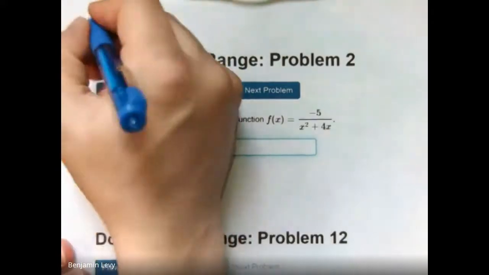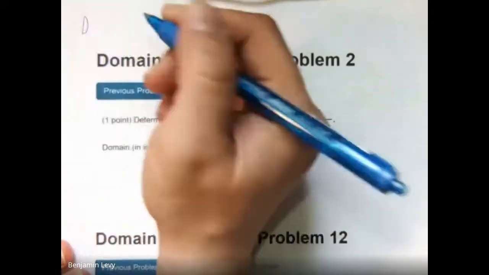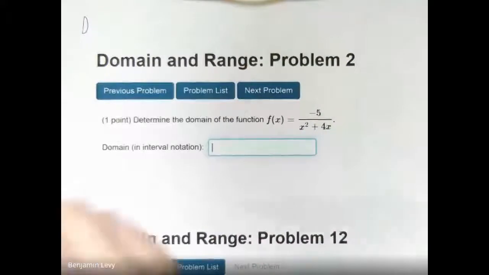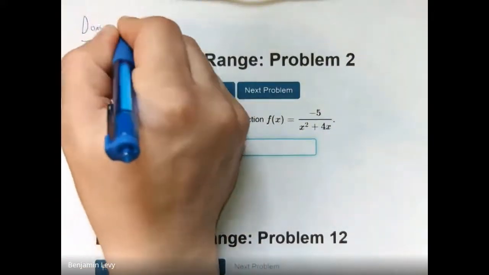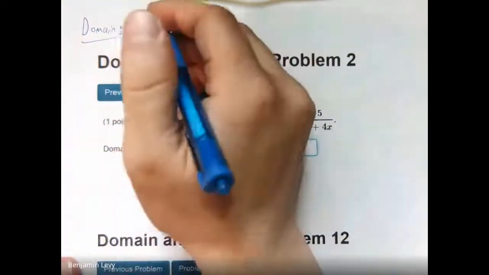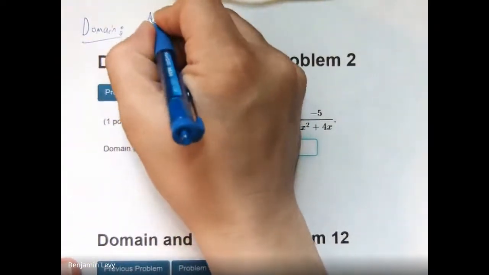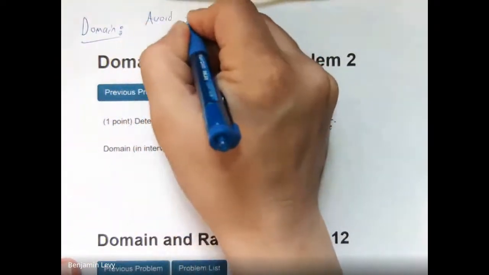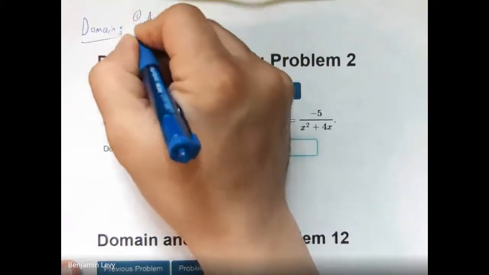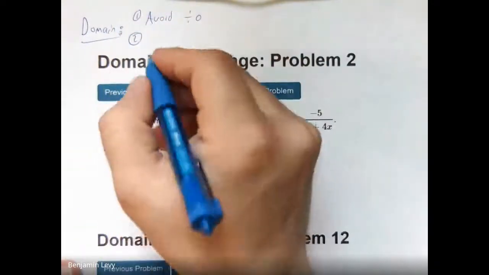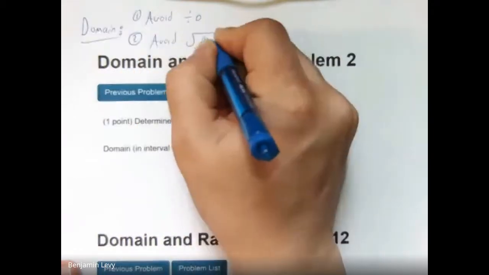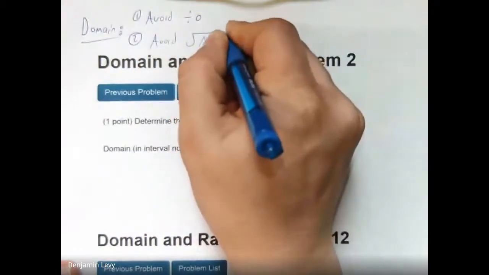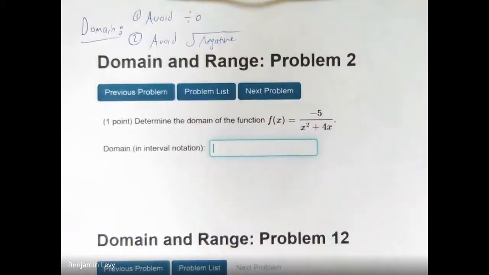So I had a couple domain questions via email, which is great. And so I'll remind you the thing we think about for domain. These are both domain specifically. So for domain, and I like asking these questions on tests, you need to avoid dividing by 0, right? So that's one thing you need to do. And the other thing we need to do is we need to avoid taking the square root of a negative, right? Those are the two things that we think about when we think about domain of these rational functions.